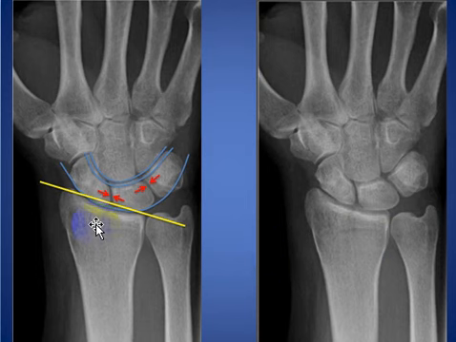The distal radial articular surface tilts about 17 degrees toward the ulna, as in this line. Medially, the radius articulates with the head of the ulna at the ulnar notch here, and the head of the ulna may be about 2 millimeters shorter than the radius.